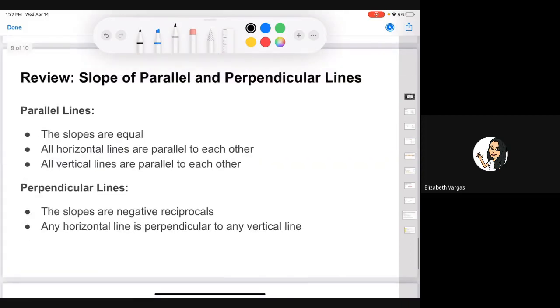Okay, so what did we go over today? We looked at parallel and perpendicular lines and their slopes. We learned that the slopes of parallel lines are equal to each other, M1 is equal to M2. And we learned that perpendicular lines' slopes are negative reciprocals of each other. So if I were to take M1 times M2, what I would get is negative 1. And remember, we find the negative reciprocal by switching that fraction and then negating it. Okay, any questions about anything we looked at today?